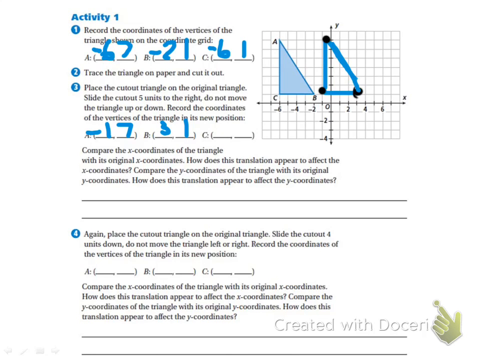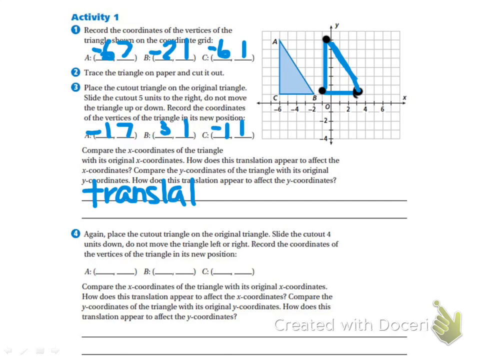Excellent job. And the last one we have is C. What's the new one for letter C, Emily? -1, 1. -1, 1, that is correct. Okay, so we're going to compare the coordinates of the triangle. And this is a translation. A translation means that we slide.